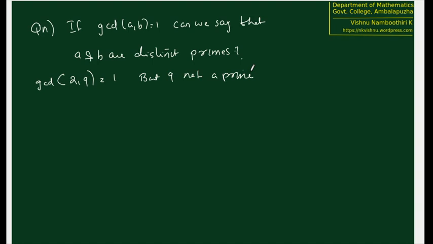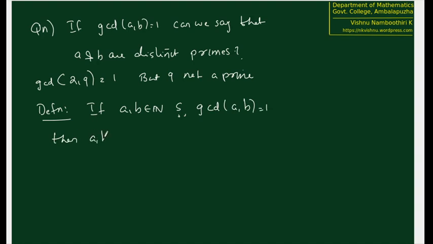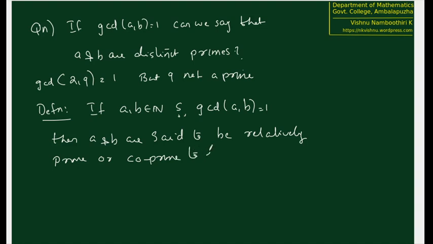But now we are going to make a slightly different definition from this. If the GCD of two numbers is equal to 1, we call those two numbers relatively prime numbers, or we say that those two numbers are co-prime to each other. So the definition is the following. If A and B are natural numbers such that GCD of A and B equal to 1, then A and B are said to be relatively prime or co-prime to each other.